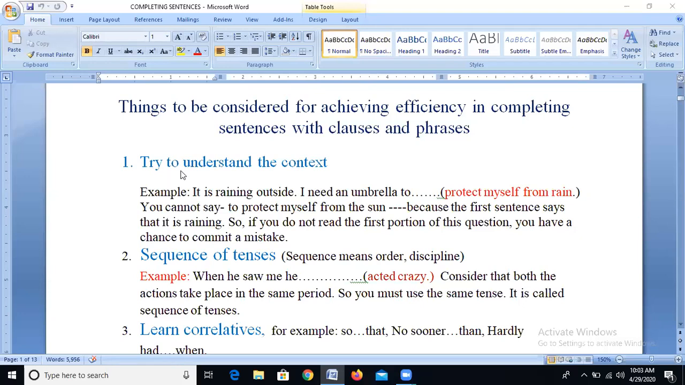First of all, try to understand the context. Context is very, very important. If you do not understand the context, you may have the chance to make mistakes. For that reason, I think at first you will try your best to understand the context.